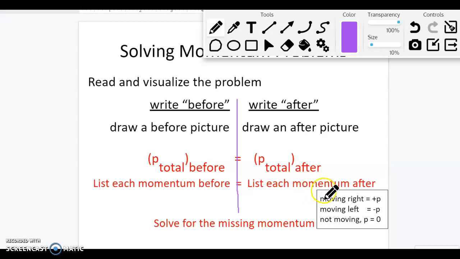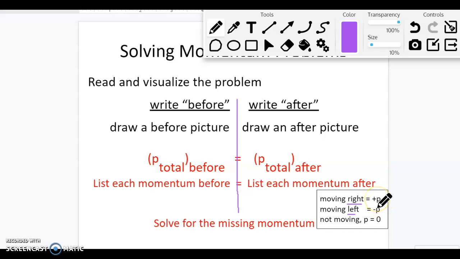As we do this though, some things to keep in mind is that momentum is a vector, and it can be represented with positives and negatives. But those positives and negatives do mean directions. So you have to pay attention to the directions given in the problem. Like something moving to the right is positive. Something moving to the left would be negative. It would have a negative momentum.